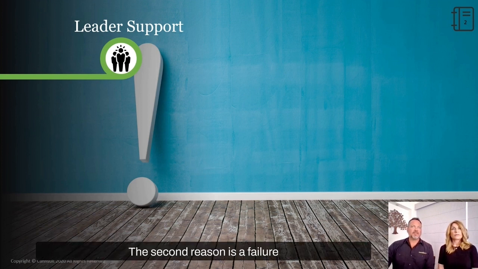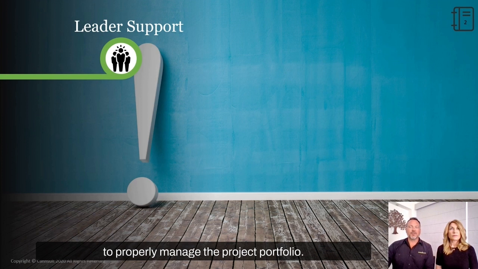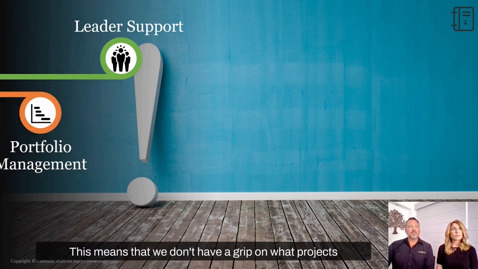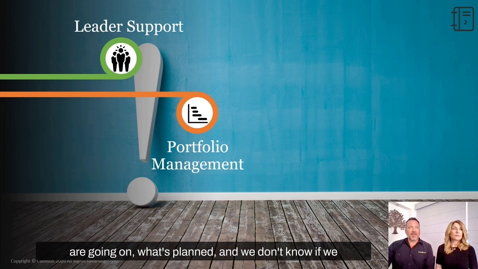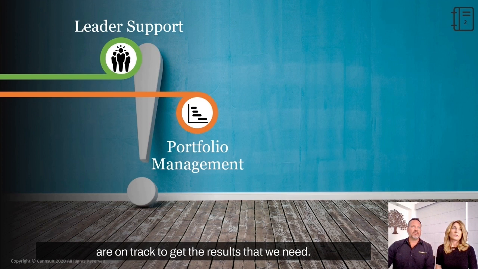The second reason is a failure to properly manage the project portfolio. This means that we don't have a grip on what projects are going on, what's planned, and we don't know if we are on track to get the results that we need.